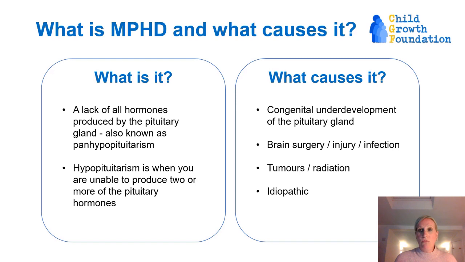Brain surgery or a head injury or an infection such as meningitis could cause damage to the pituitary gland. Similarly, tumours and treatments such as radiation for those tumours can cause damage to the pituitary gland. And then finally, idiopathic, which means no known cause. It just arose spontaneously without any reason.